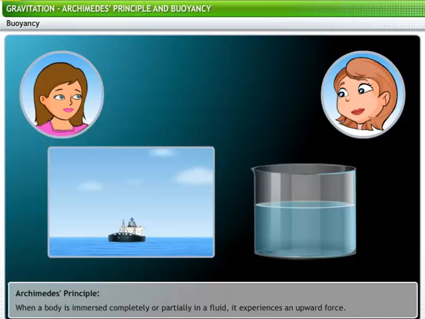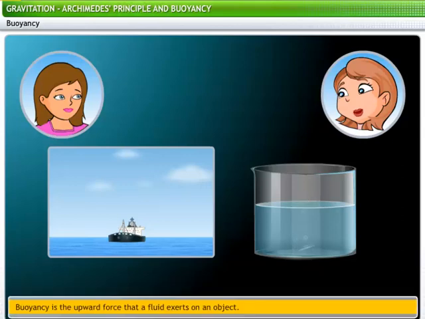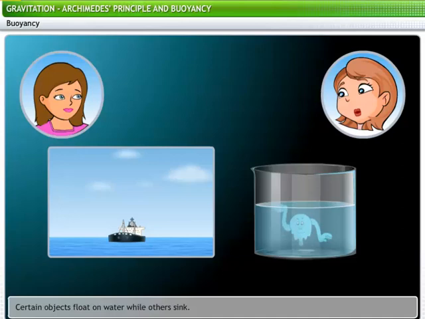Now let's look at another aspect of Archimedes' principle, which explains the concept of floating and sinking, also known as buoyancy. As Archimedes' principle mentions, when a body is immersed completely or partially in a fluid, it experiences an upward force. The upward force exerted by a fluid on any object is called upthrust, the buoyant force, or simply buoyancy. The concept of buoyancy explains why certain objects float on water while others sink.